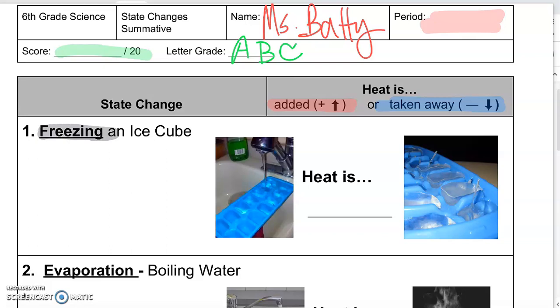Freezing an ice cube. We go from a liquid to a solid. What happens to heat? Is it being added or taken away? Press pause and do your work.